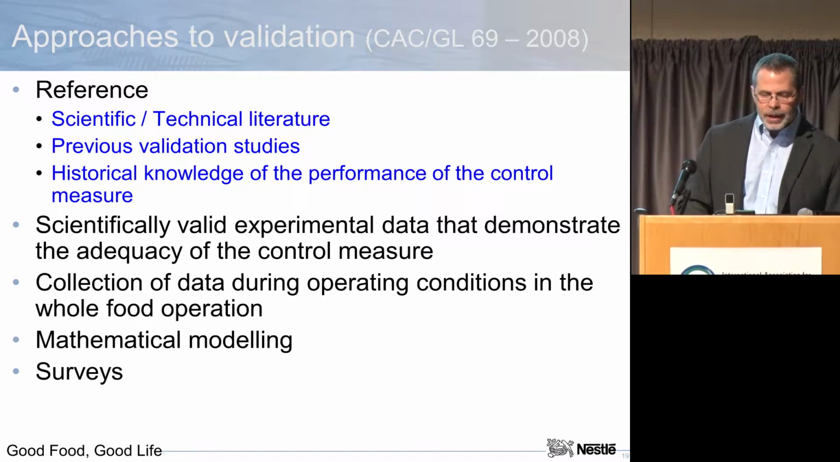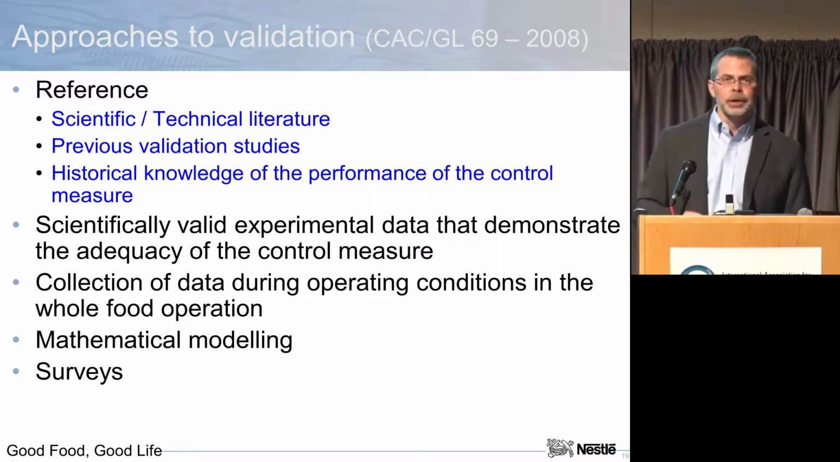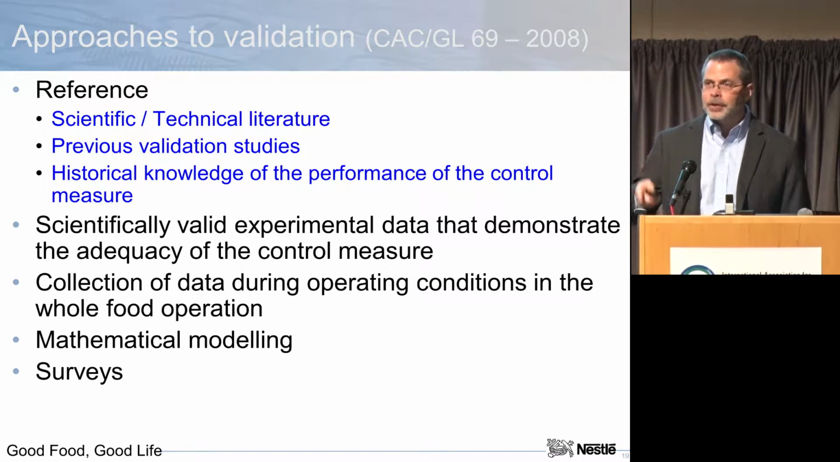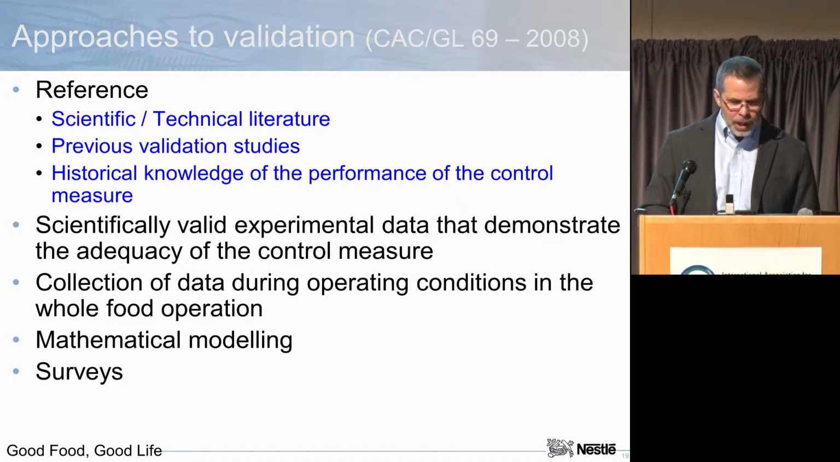Some approaches to validation: we can look at reference, again looking at existing information, science and technical literature, previous validation studies and historical knowledge. And then, if all of that is missing, if all else fails, we could generate valid experimental data to demonstrate the adequacy of the control measure if this doesn't exist.